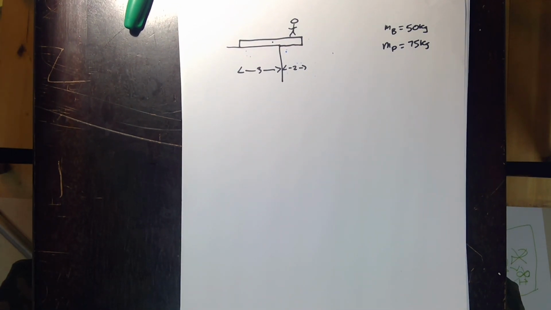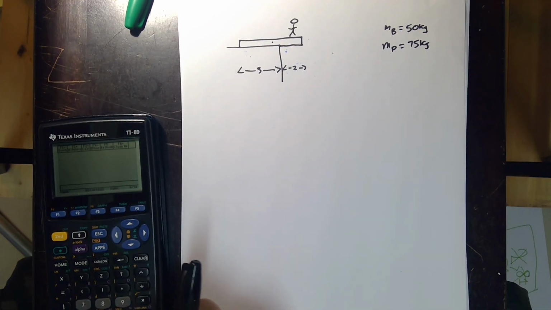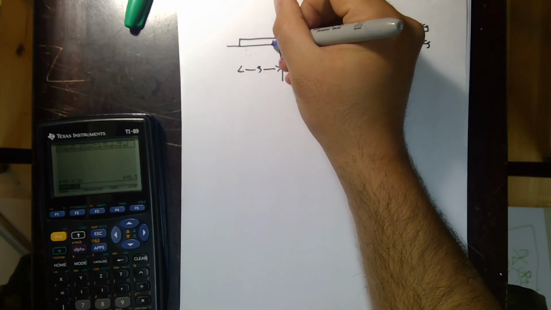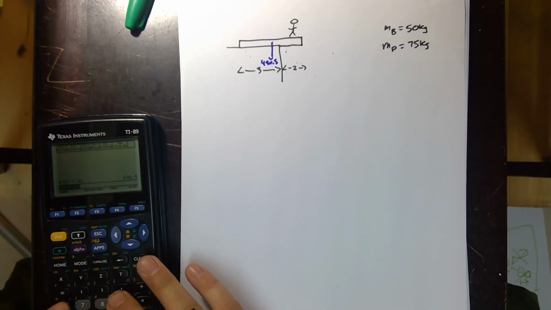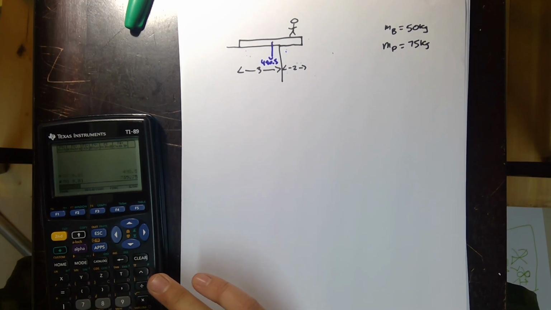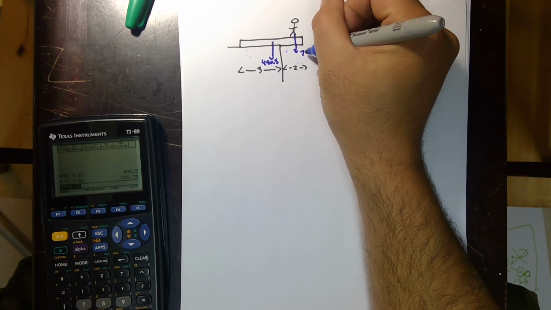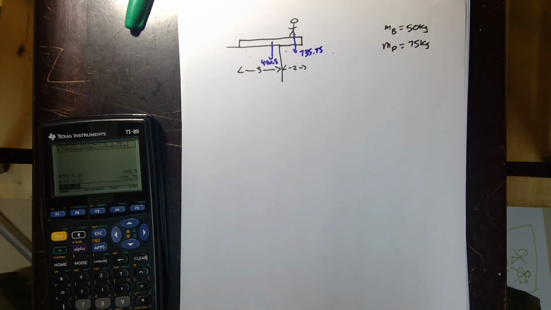But we do know what the weight of the board is, right? The weight of the board would be 50 times 9.81, which is 490.5. And that's directed right here. You got 490.5 there. The person, their weight is 735.75. But we don't know how far out he's going to go before it starts to tip.